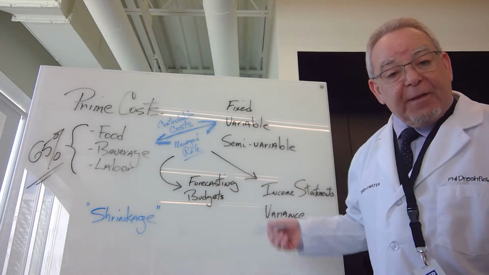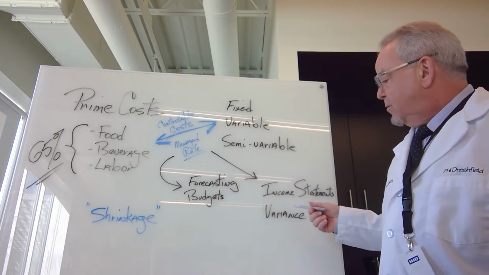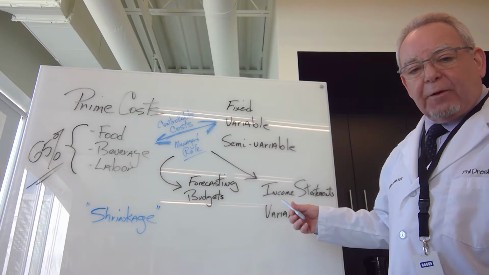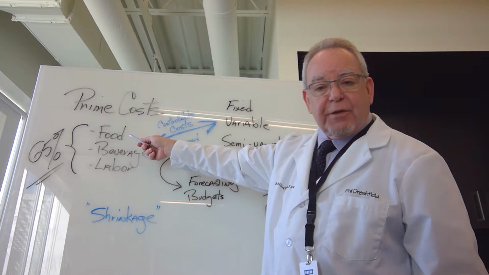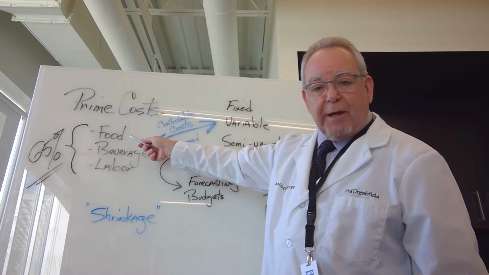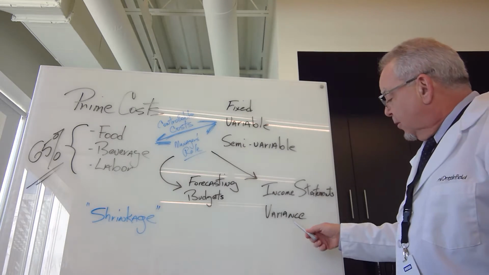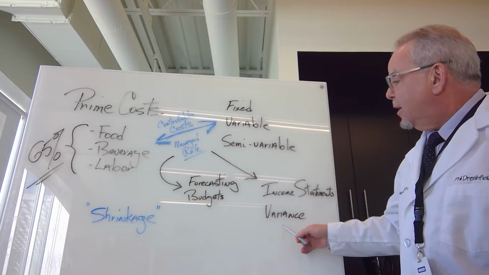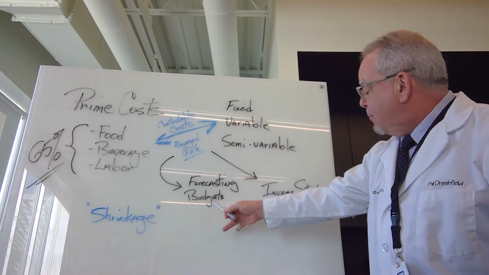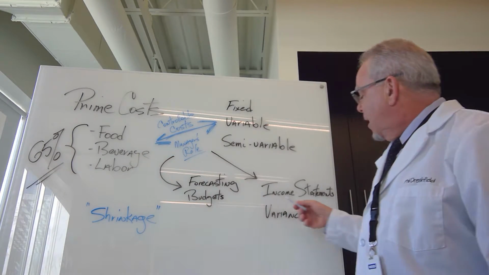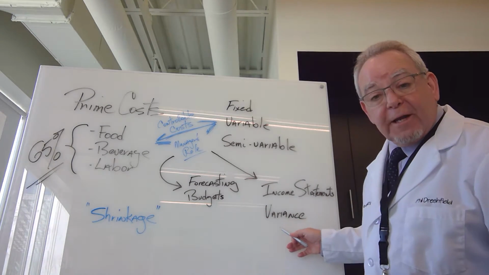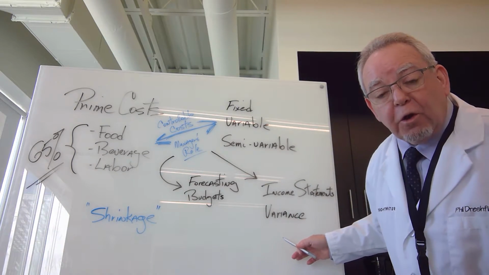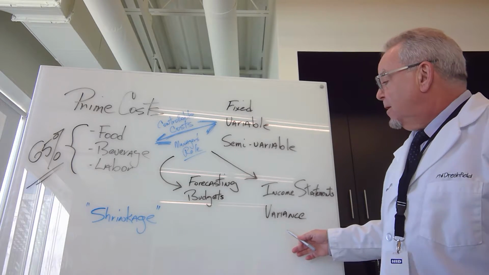Okay, now, at the end of the month, you look at your income statement and you say, hey, wait a minute, there's a problem here. I had my food costs listed at 30% and it's actually at 34%. That's an issue. There is a variance between what was forecast in my budget and what actually showed up in my income statement. Okay? Variance is a tool you will learn to manage with.